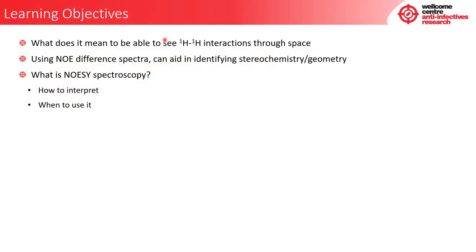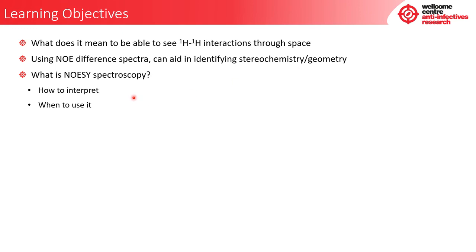So what is it that we are going to be learning throughout this talk? We're going to be learning how the proton-proton coupling causes a through-space interaction that we can actually identify through the NMR. It's useful because this can help us identify stereochemistry as well as geometry about our molecule, which is not only important from a functional aspect, but also for protein recognition.